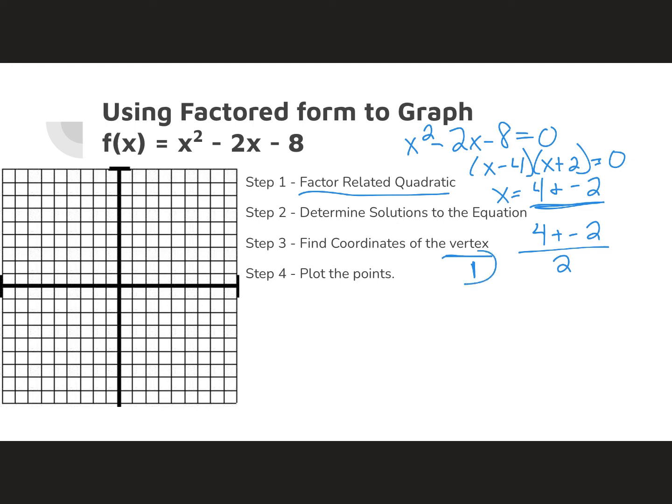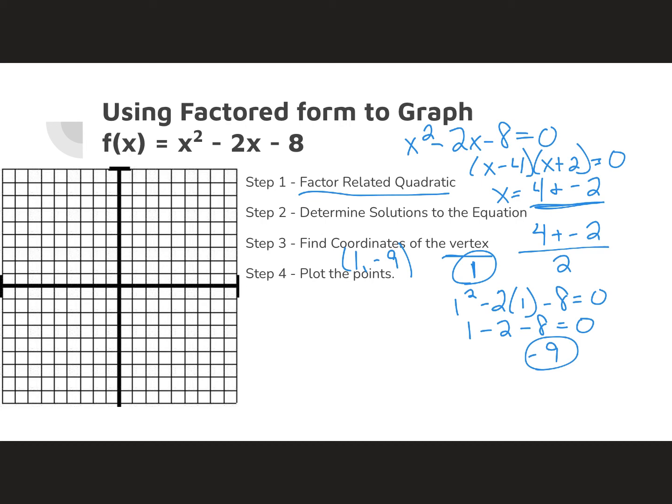If I have an x value of 1, if I put 1 into my equation, I get 1 squared minus 2 times 1 minus 8. 1 squared is 1, minus 2 minus 8. 1 minus 2 is negative 1, minus 8 is negative 9. Sorry, so negative 9 is the y. So my vertex is at 1, negative 9.